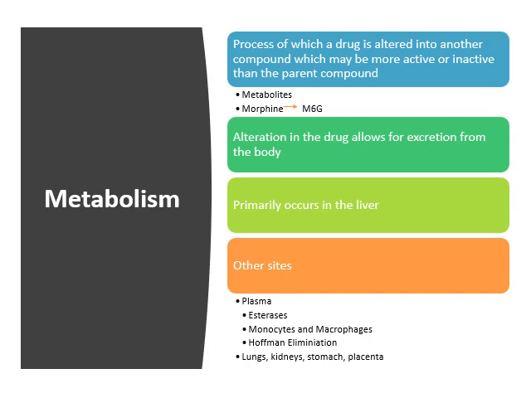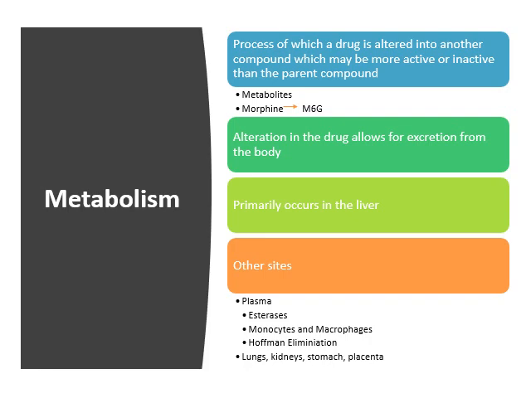Metabolism is the process of which the drug is altered into another compound, which may be active or inactive, and could be more active or inactive than the parent compound. An example of this would be morphine broken down into M6G, which is more active than the morphine itself. Another example would be codeine, when metabolized, becomes morphine. And so that too is more active than codeine. Any alteration in the drug allows for excretion from the body. So the goal is to get a lipid-soluble drug to a water-soluble molecule so we can get rid of it.